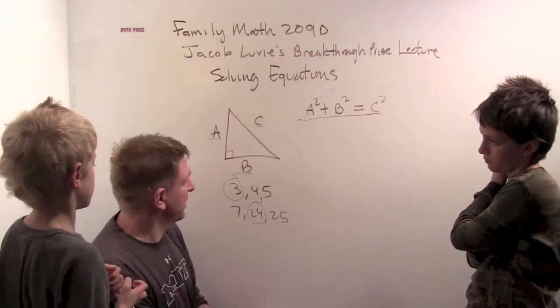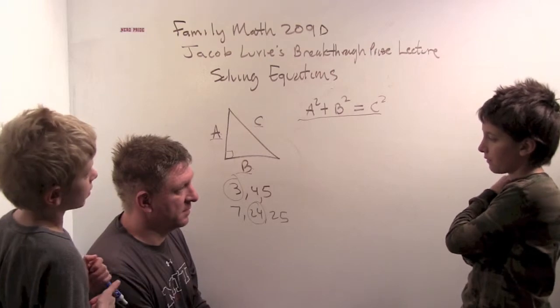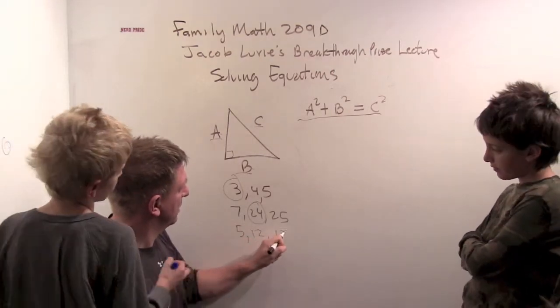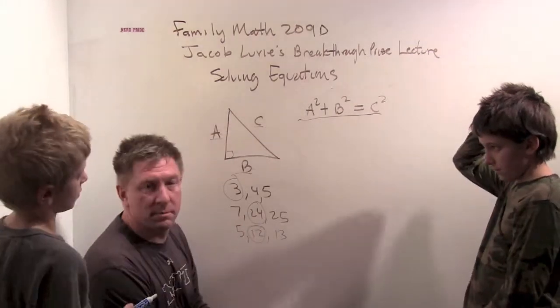Do you know any other examples? Well, we have 5, 12, 13. Do you have a multiple of 3 leg? Yeah, you have this 12.